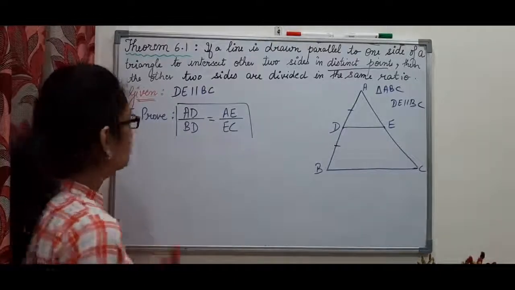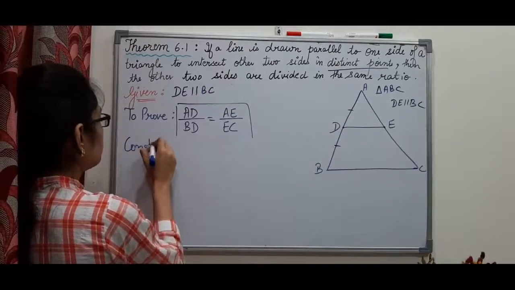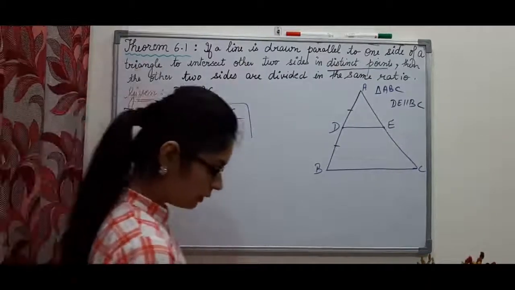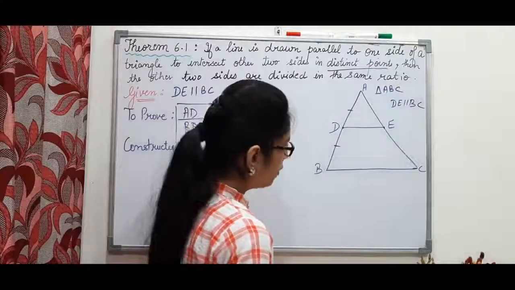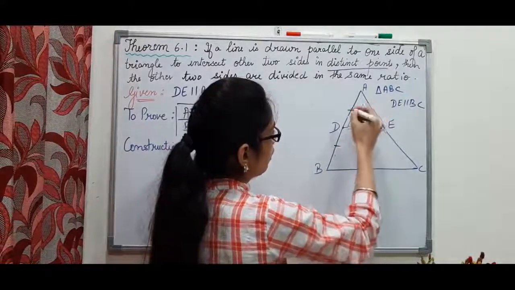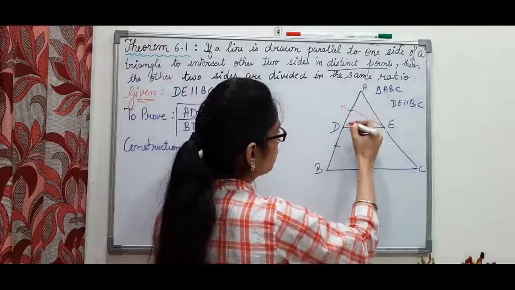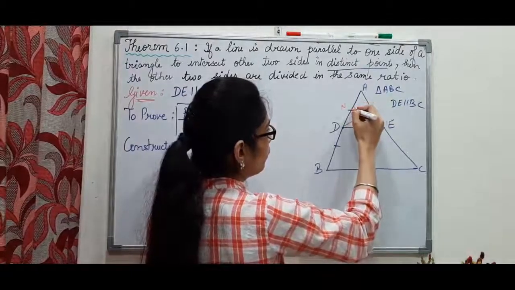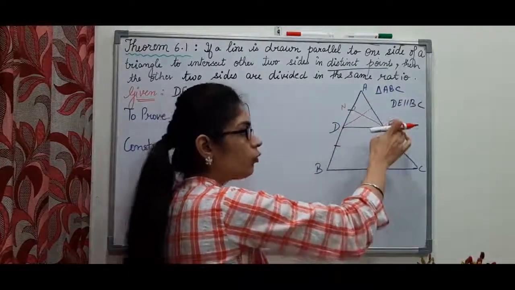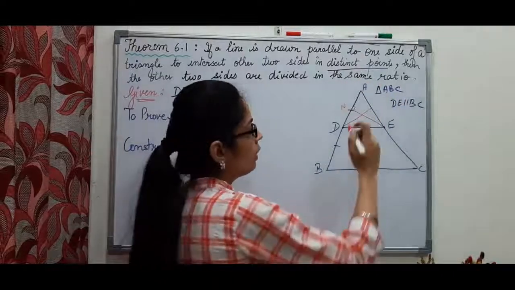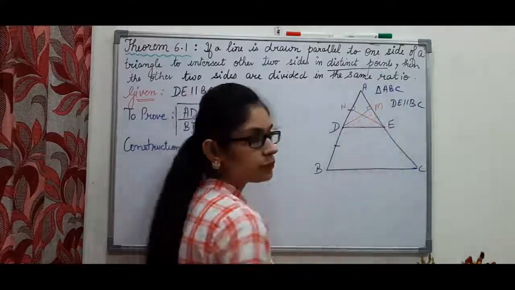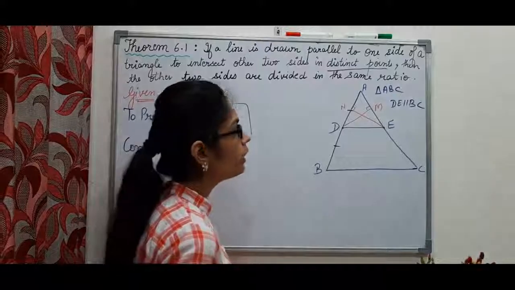Now let's do the construction part. Construction means if you are doing any construction before doing the proof. So what we will do here, we'll just extend point E on AD, or we can say that we are drawing a perpendicular from E on side AD. Here also we are drawing a perpendicular from D on side AE. So this is the construction part which we are doing.